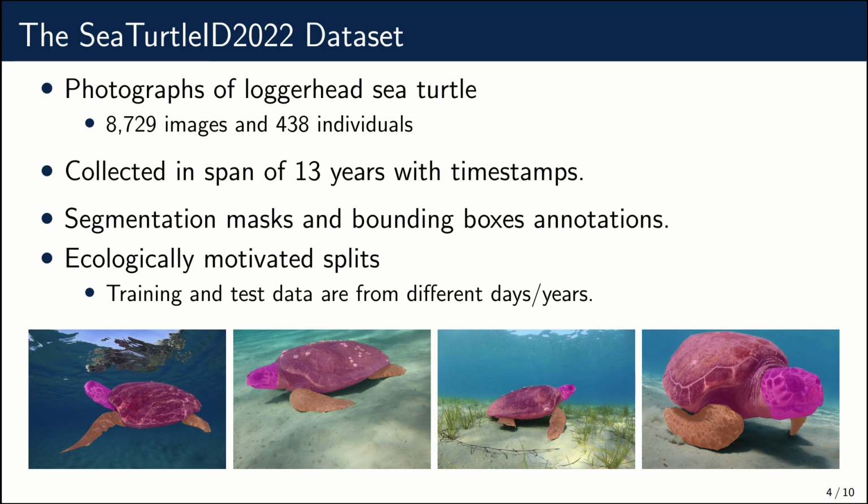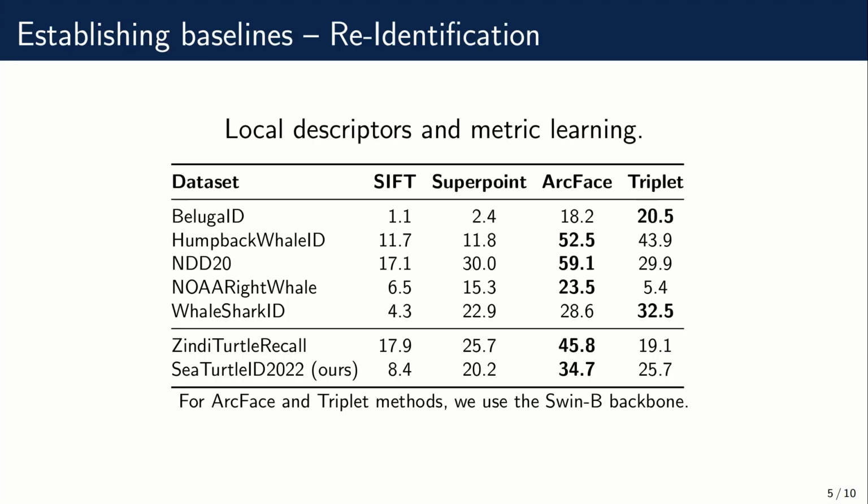and validation sets. To establish the baseline performance, we studied local descriptors such as SIFT and SuperPoint and deep metric learning approaches such as ArcFace and triplet. For the metric learning, we used Swin-based architecture as the backbone, extracted features, and used k-nearest neighbor matching for the prediction. In general, we can say that metric learning outperformed the local descriptors by a large margin. Additionally, the ArcFace showed more stable performance than the triplet loss.